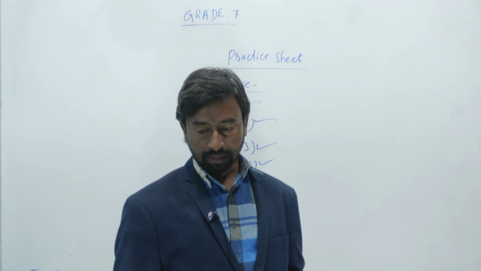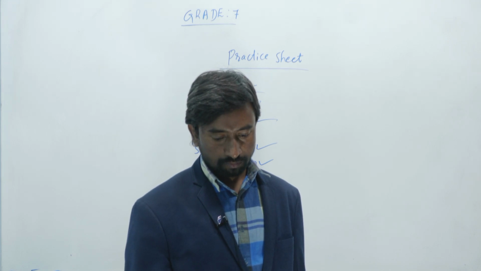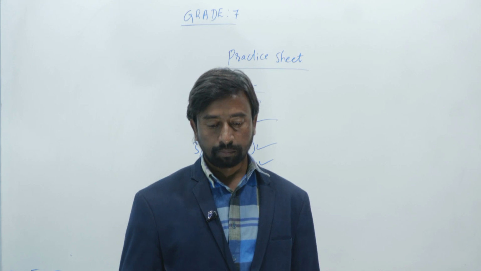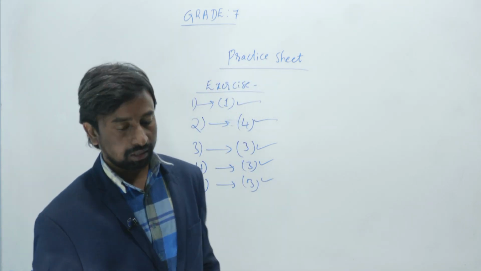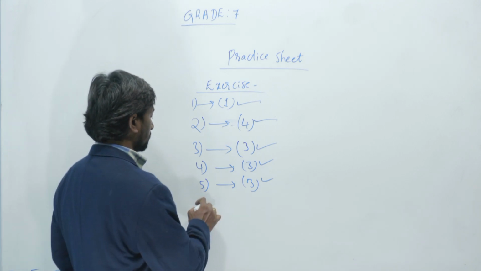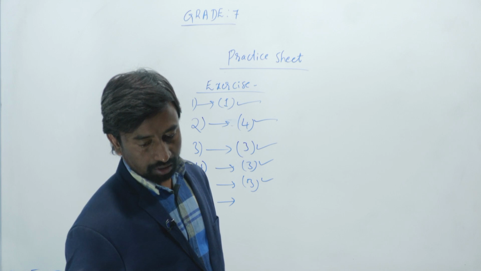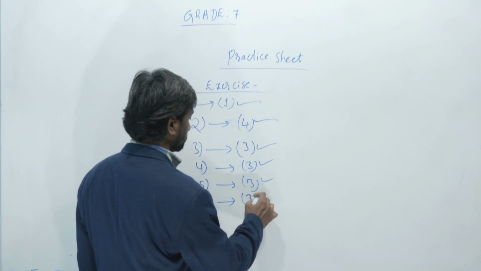And the sixth one is given here. The rising of a rocket can be best explained by which law? Newton's third law of motion. We have already discussed it. So the sixth one is Newton's third law of motion, option 3. So this is also option 3 only.